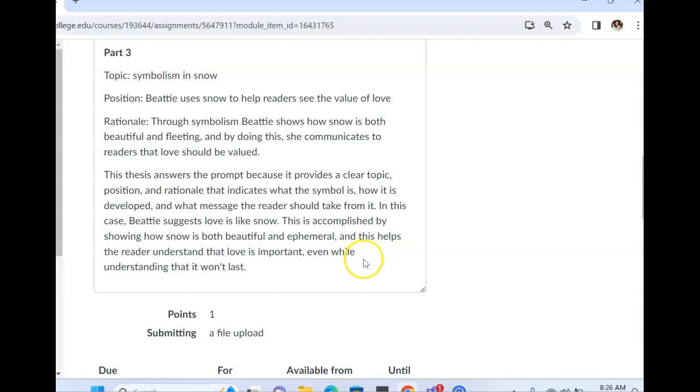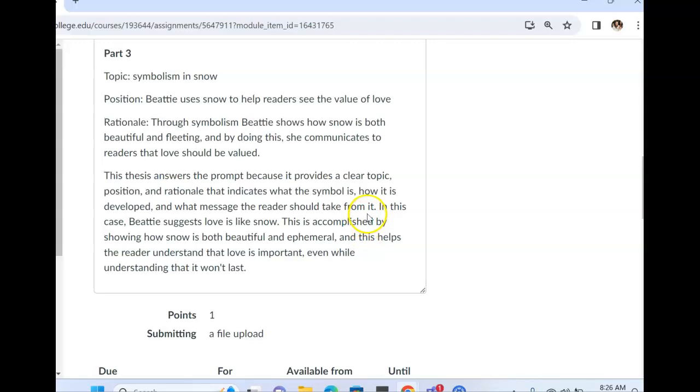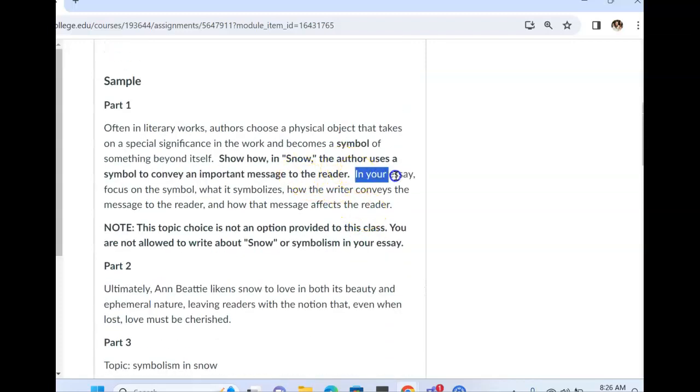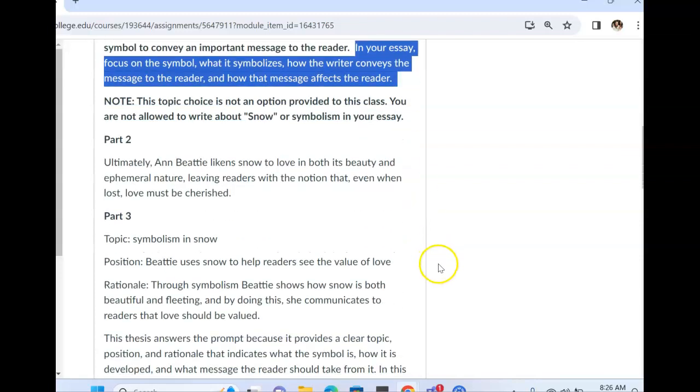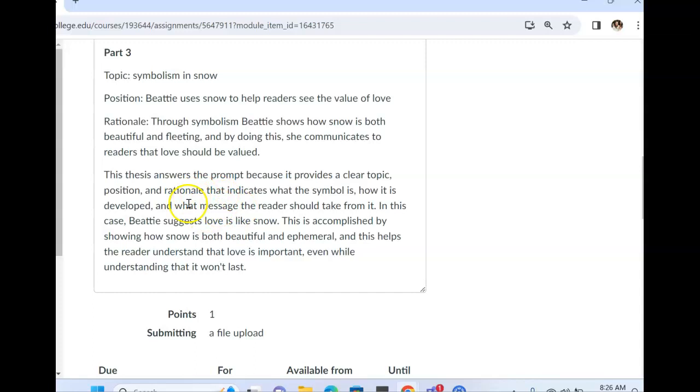Then I'm going to go in and explain how I came to this. This thesis answers the prompt because it provides a clear topic, position, and rationale that indicates what the symbol is, how it's developed, and what message the reader should take from it. If we go to our prompt, it says, in your essay, focus on the symbol, what it symbolizes, how the writer conveys the message to the reader, and how it affects the reader. I'm telling you, I'm thinking about all of those things. Then, in this case, I go on to explain how it's doing this. In this case, Beattie suggests love is like snow. This is accomplished by showing how snow is both beautiful and ephemeral, and this helps the reader understand that love is important even while understanding that it won't last.